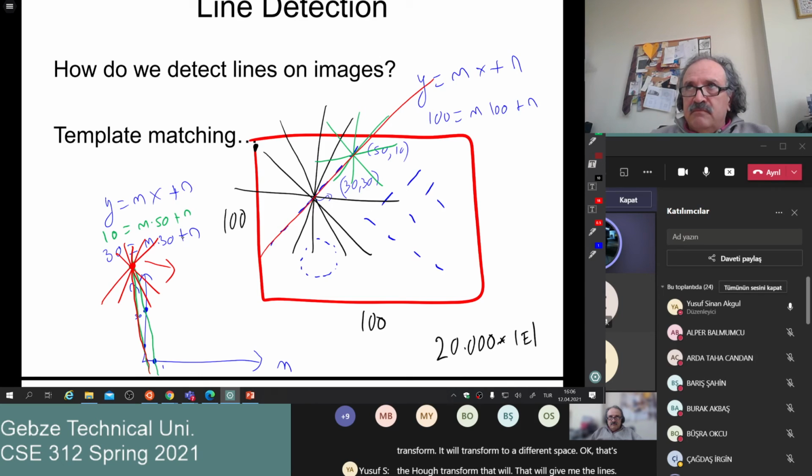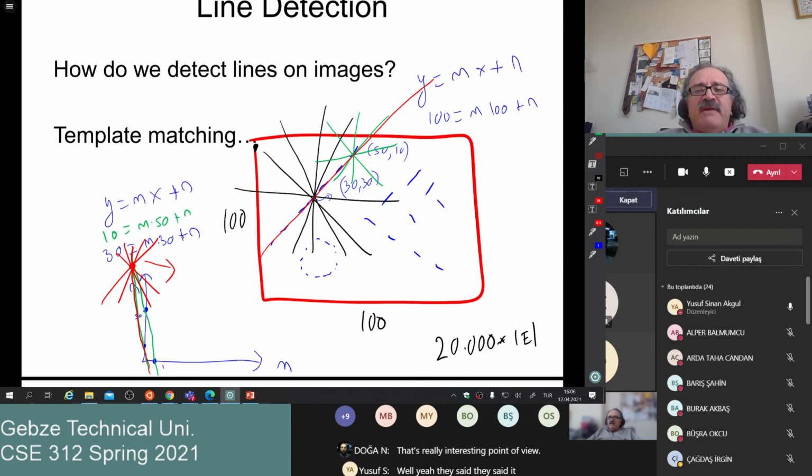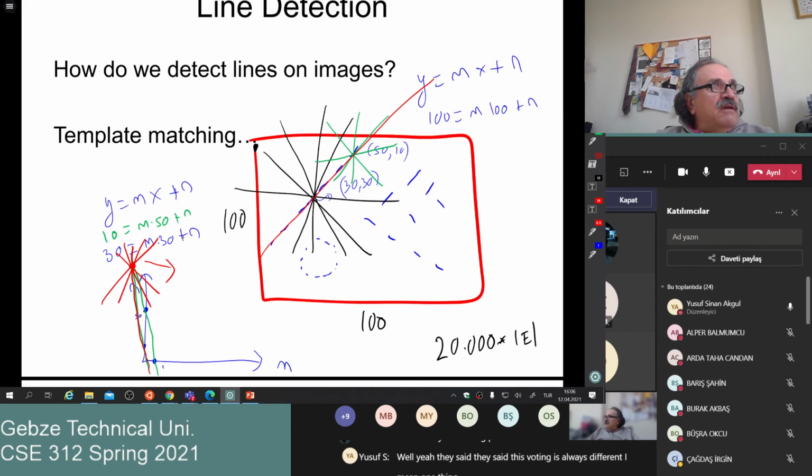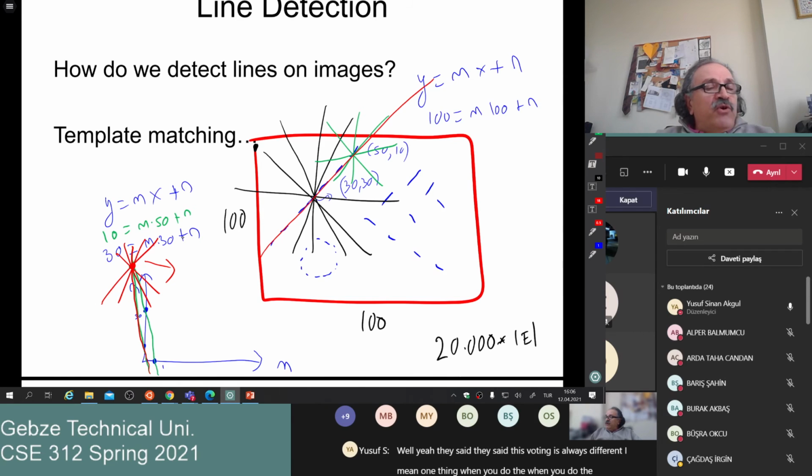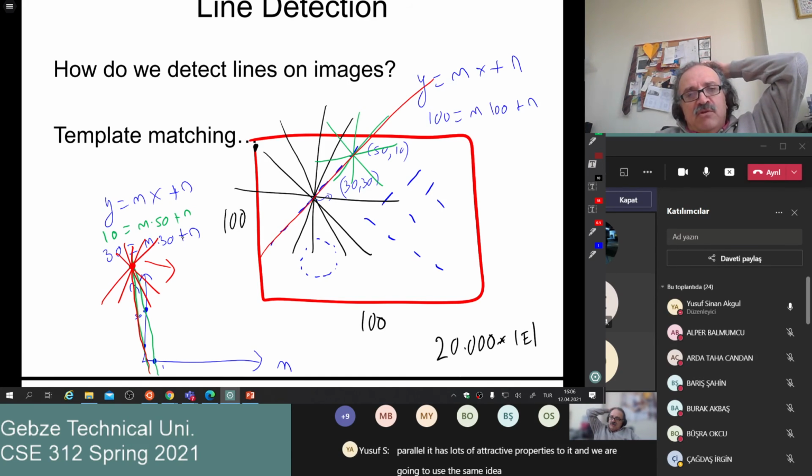That's a very interesting point of view. Well, yeah, the voting is always different. I mean, when you do voting of local data, whoever gets the most votes will be your final result. It is an interesting idea because you may ignore the noise, you may ignore the occlusions, and everything can be done in parallel. It has lots of attractive properties, and we are going to use the same idea to detect circles, ellipses, and arbitrary shapes.